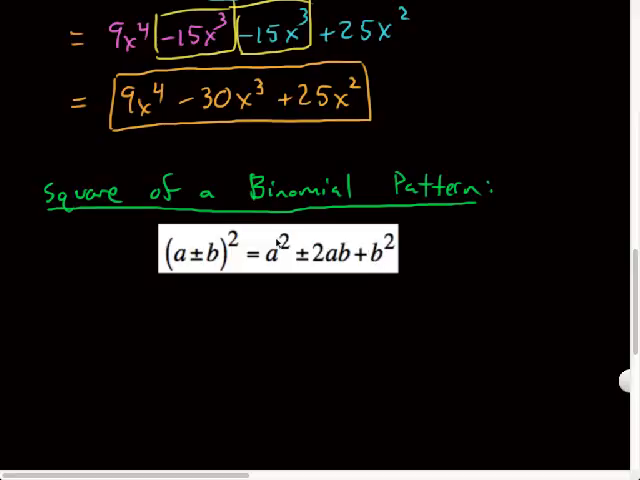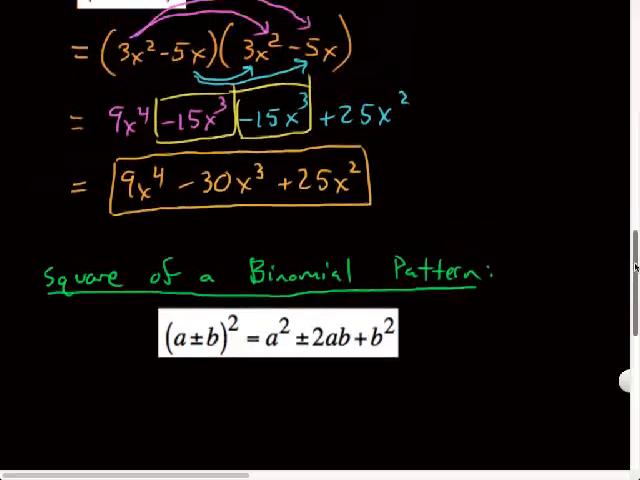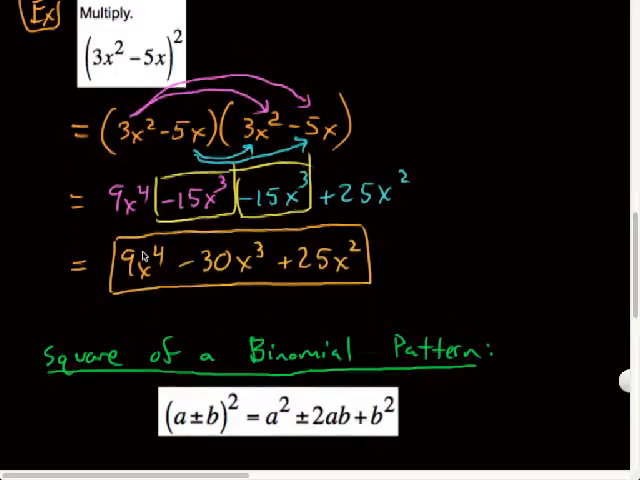And I just want to point out kind of how this makes sense. Let's look at this compared to our previous problem. Notice the first term I'm claiming comes from a squared. What's a? The first term in the binomial. So 3x squared all squared, 3 squared is 9, x squared squared is x to the fourth. So that seems to work out. Same thing for the last term, the plus b squared. That's just the last term in the expression squared. 5 squared is 25, x squared is x squared. So that seems to work out.